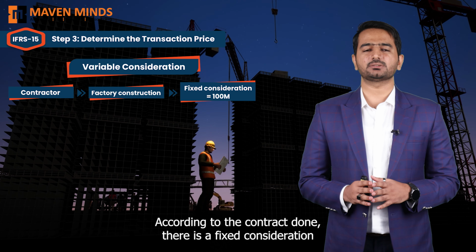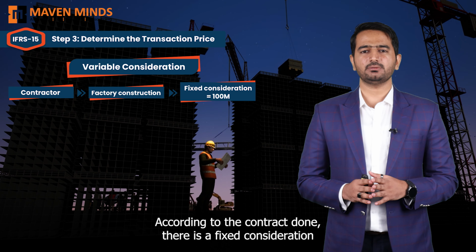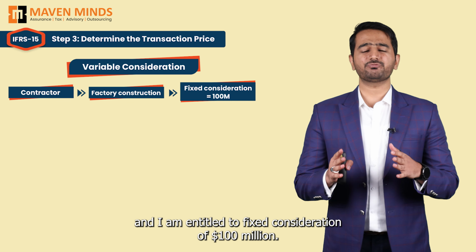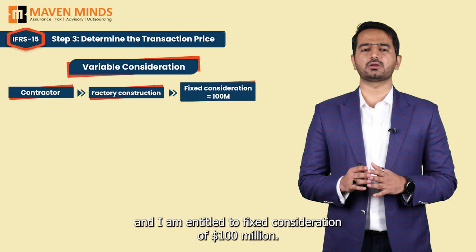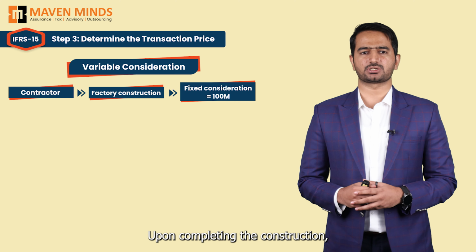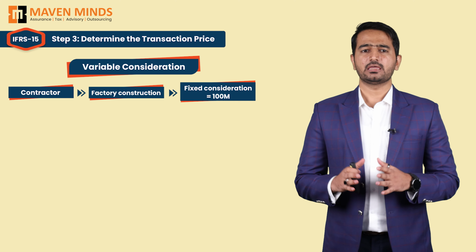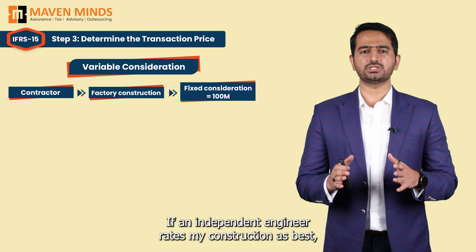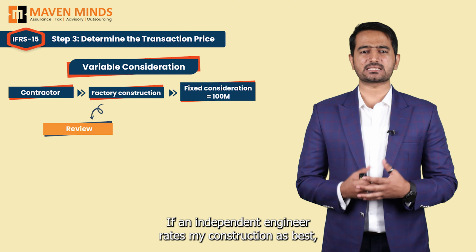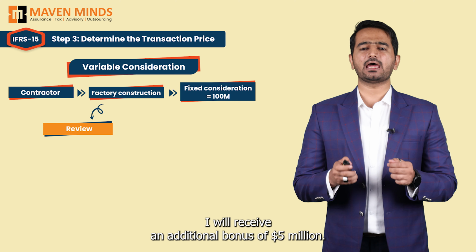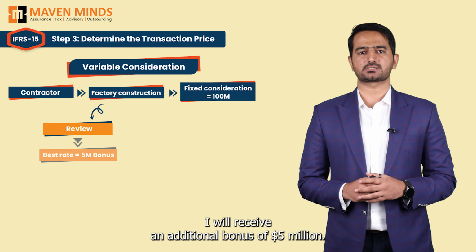According to the contract terms, there is a fixed consideration, and I am entitled to fixed consideration of $100 million upon completing the construction. And number two is the performance bonus. If an independent engineer rates my construction as best, I will receive an additional bonus of $5 million.